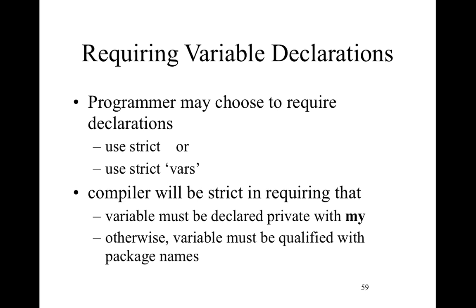If you use that parameter as a function on the top when you run the script, then everything in the script requires a declaration. Why do you want to do that? So you can check stuff ahead of time. I don't know. Treat it like a compiled language instead of a scripting language. You can get all the benefits of a strongly typed language. So a compiler will be strict in requiring that variables must be declared private with my. Otherwise, variables must be qualified with package names.